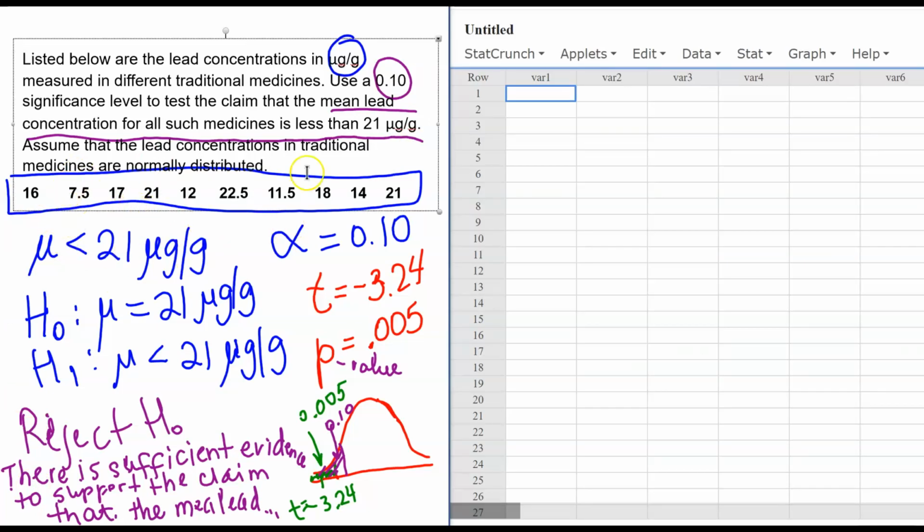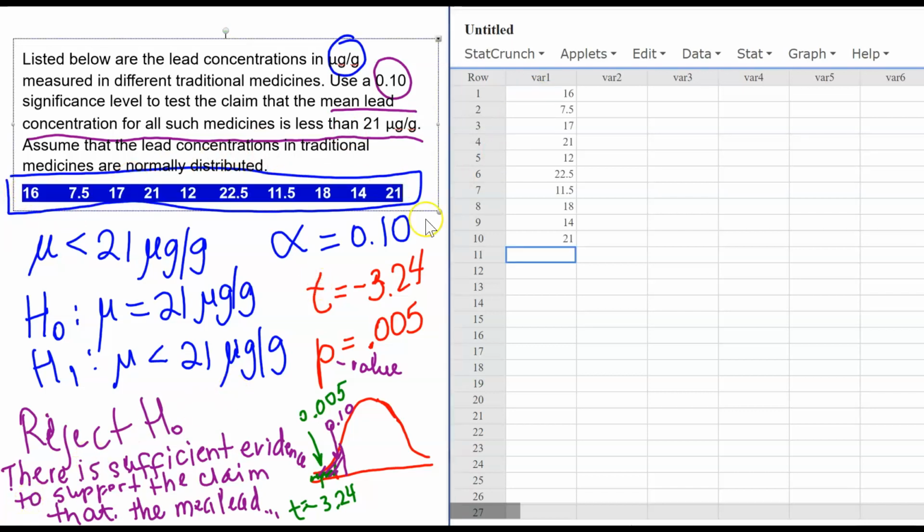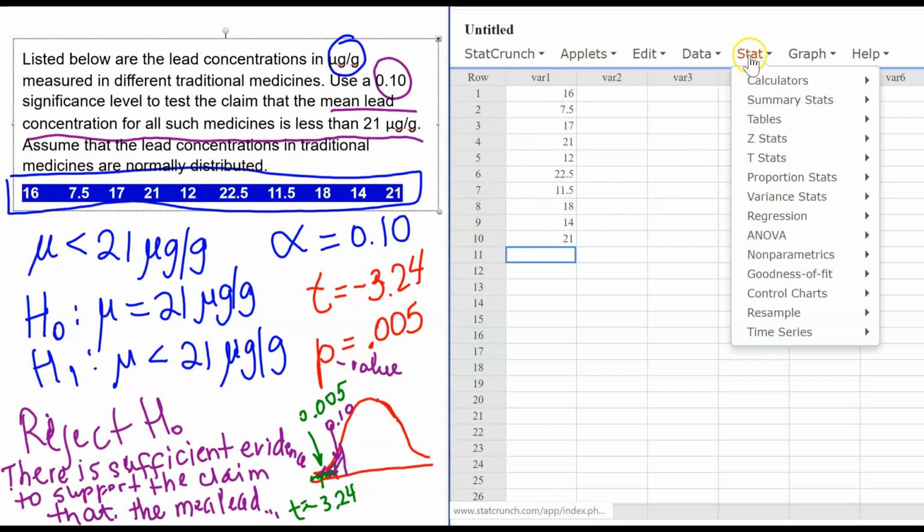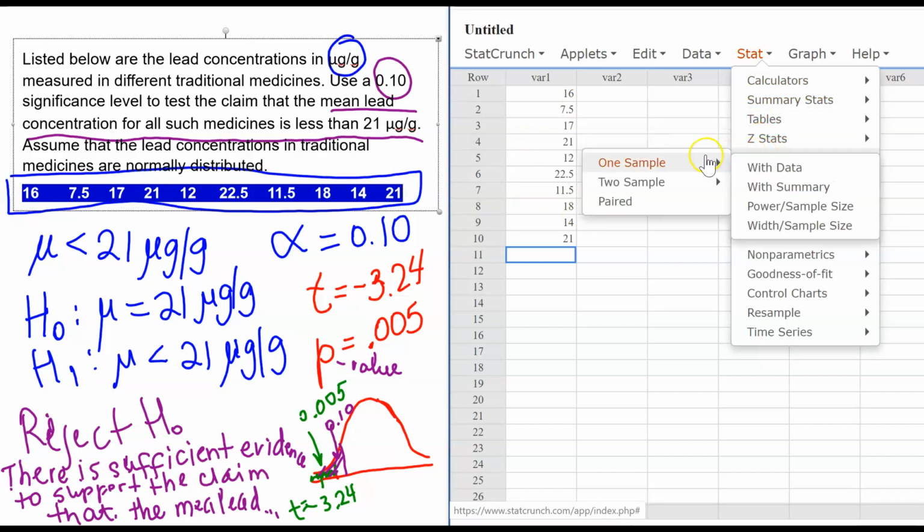Now let's look at how to perform this test using StatCrunch. We will need to enter this data in StatCrunch. So let's start entering. Once we enter the data in StatCrunch, go to Stat, T Stats, One Sample with data.